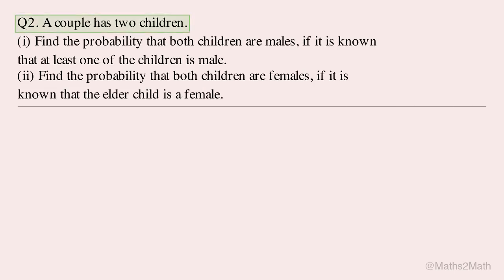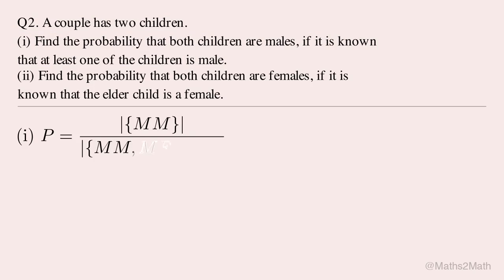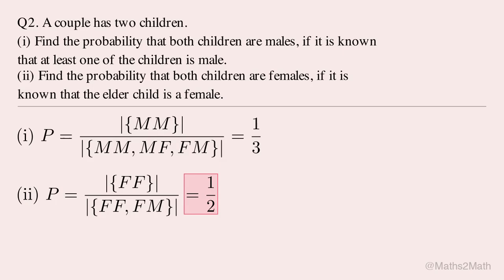Question 2. The two children puzzle returns in mirror image. Careful counting separates the two parts. Part 1, at least one male leaves boy boy, boy girl, girl boy. Both male is one of 3, a third. Part 2, elder a girl leaves girl girl and girl boy. Both girls is one of 2, a half.